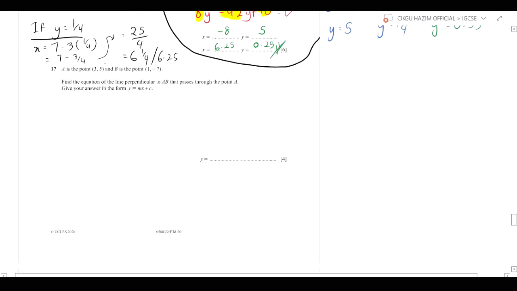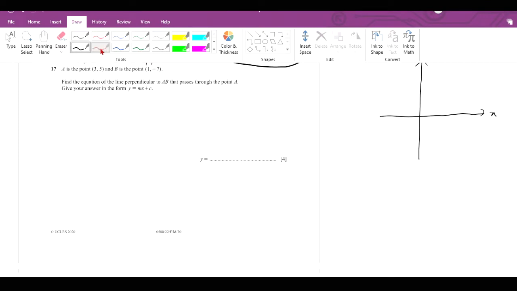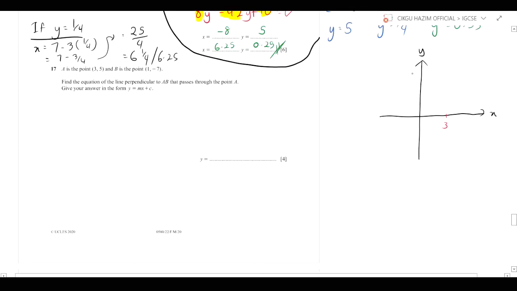In this kind of question, I always tell my students to try to imagine. You don't need to sketch precisely, just sketch it roughly. This is the y-axis, this is the x-axis. Where is point A? Point A is (3, 5). Imagine this is 3, imagine this is 5.